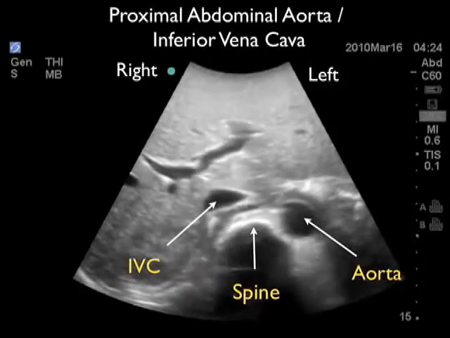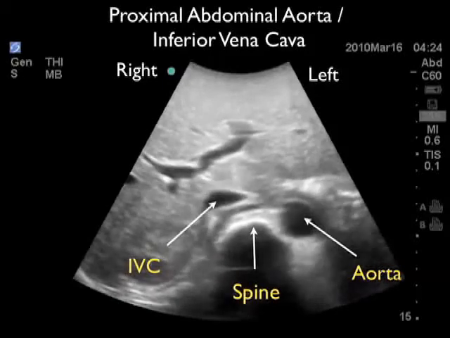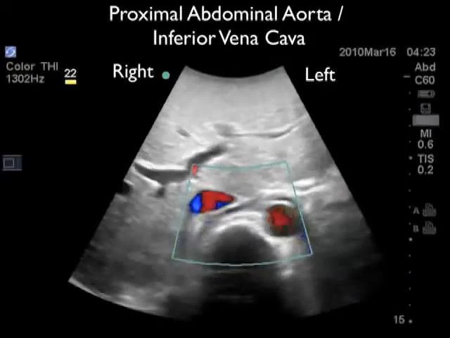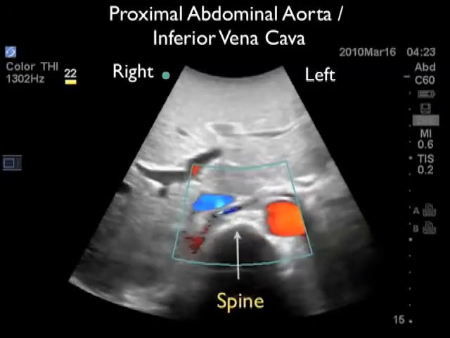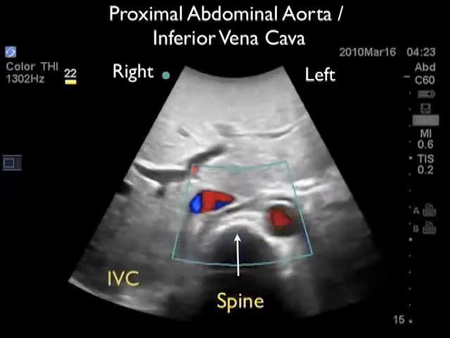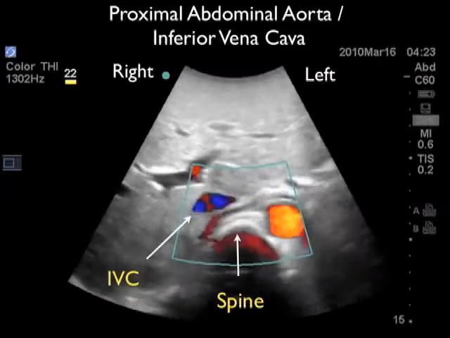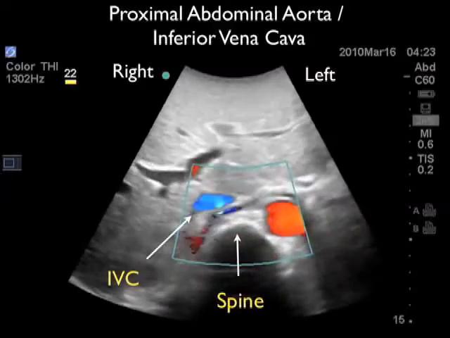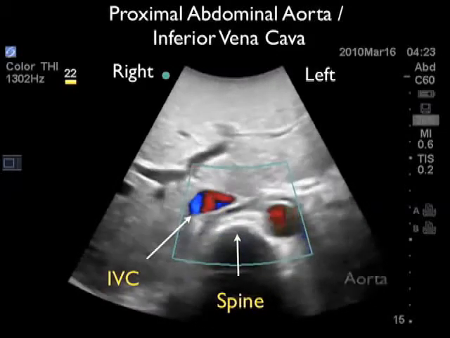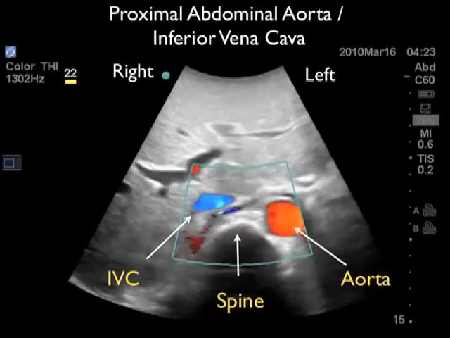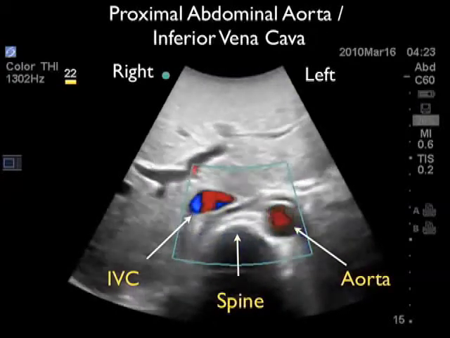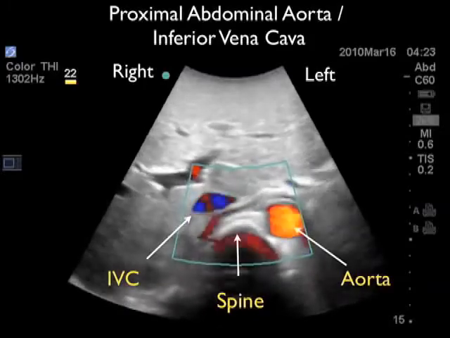We can apply Doppler sonography to further differentiate the two structures. And notice here we're doing color flow Doppler, and we again recognize the spine as our landmark for recognizing the vascular structures of the IVC and aorta on top of the spine. And we see the phasic respiratory pattern of blood flow within the IVC and the steady pulsations of blood within the aorta, with each heartbeat differentiating the two structures.